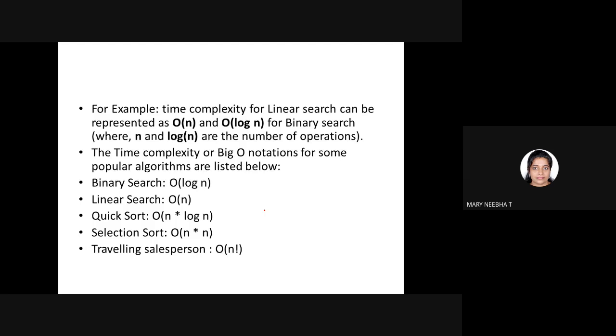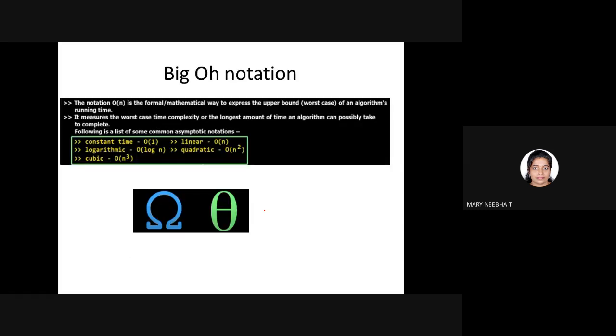But for binary search, how am I searching? I am dividing by 2, taking the middle value and comparing it with the search digit. If the middle value is greater than the digit, I omit the higher part and take only the lower part, and then again I divide that part into 2 and continue comparing. So it varies logarithmically, and you get order of log n for binary search. When you compare linear search and binary search, binary search is better because of this complexity. Similarly, you can find the time complexity of all algorithms using this big O notation.